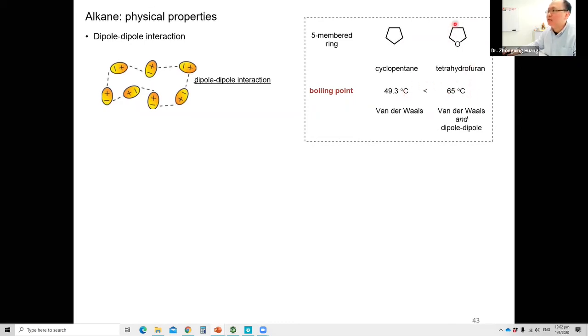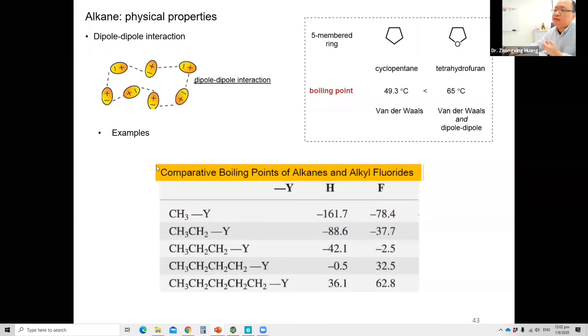So that means that this molecule, due to the stronger intermolecular attractive force, is harder to break apart and to boil into a gas state, okay? Another example is that you can see if you have Y is H, compare with a heteroatom in it, you can see the boiling point. I think the boiling point is higher than without any heteroatoms, right? And this trend is true for every chain here.